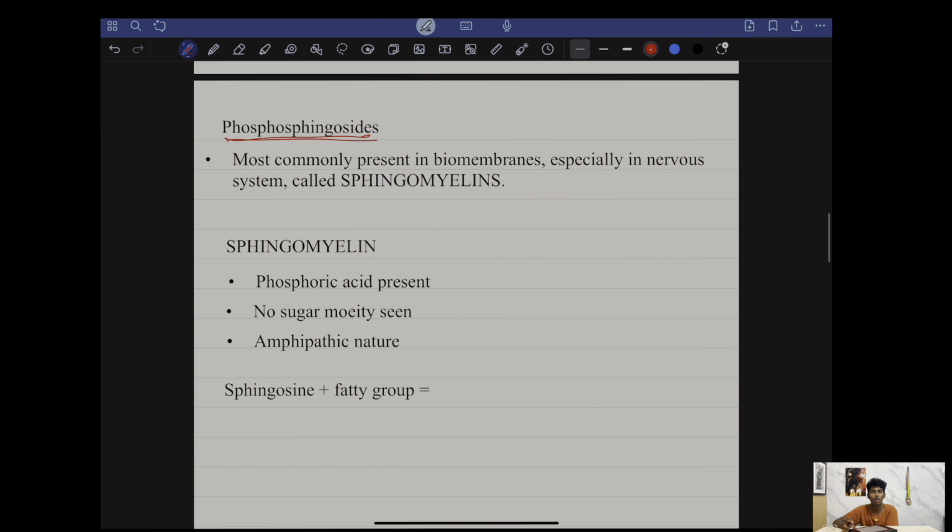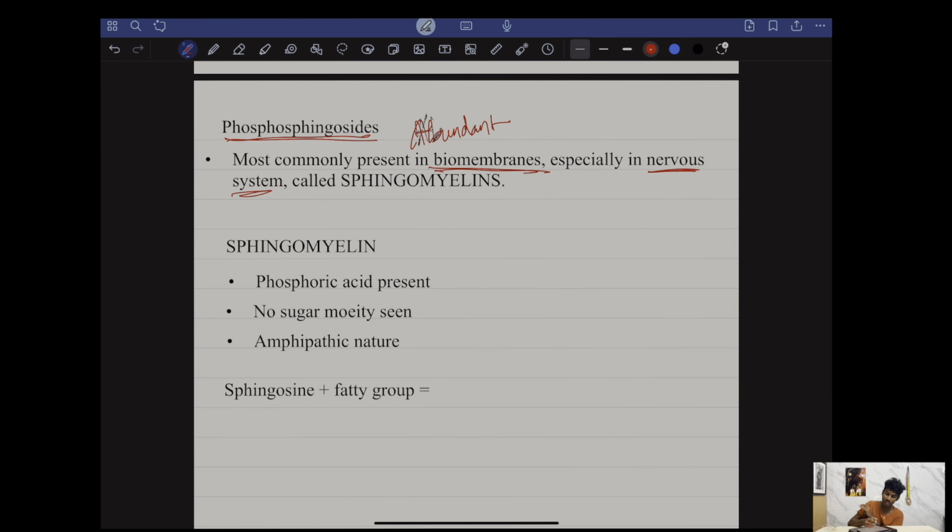Okay, what we are studying here in this medical field is medical biochemistry. So you should know more and more clinical stuff here. So most commonly, where are these phosphosphingosides present? They are mostly present only in the biomembranes. Especially, they are present in the central nervous system. So they are found in abundance, especially in the nervous system.